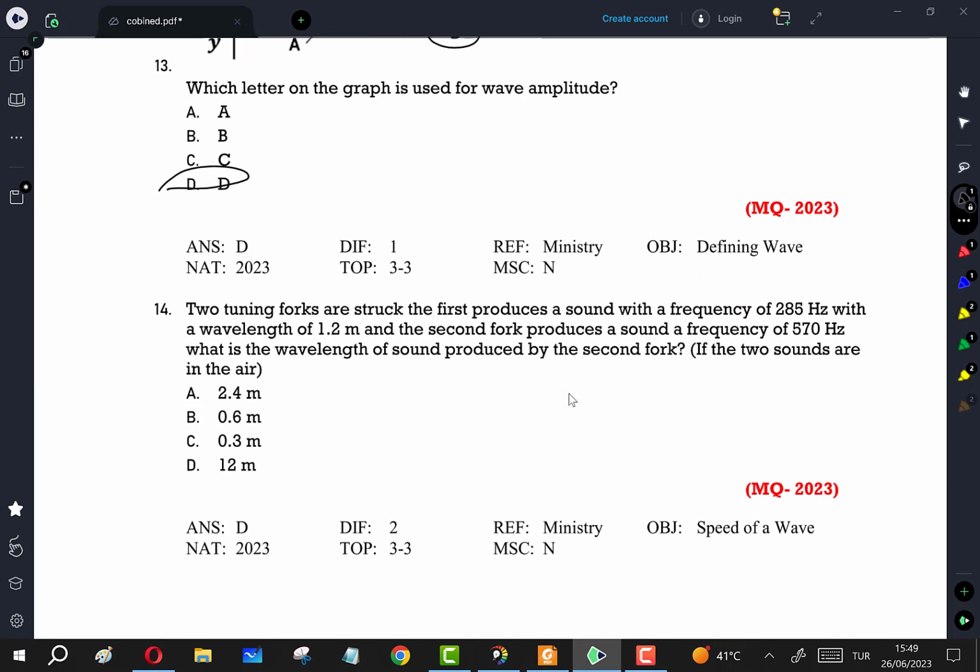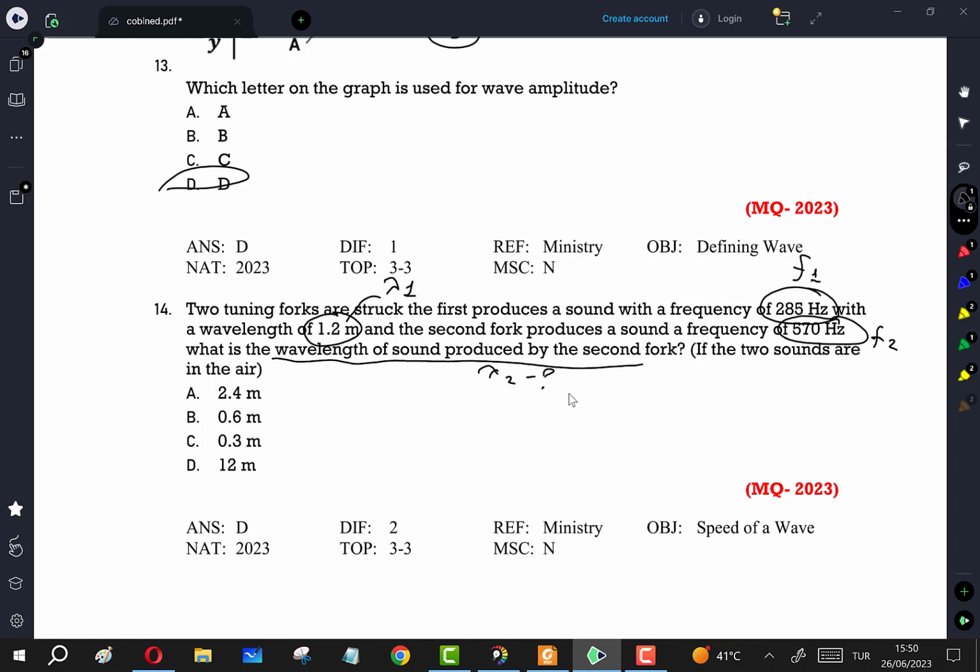Question number 13. Two tuning forks are struck. The first produces sound with a frequency, let's say F1, with a wavelength which is lambda 1. The second fork produces a frequency, say F2. What is the wavelength of the second one, what is lambda 2?